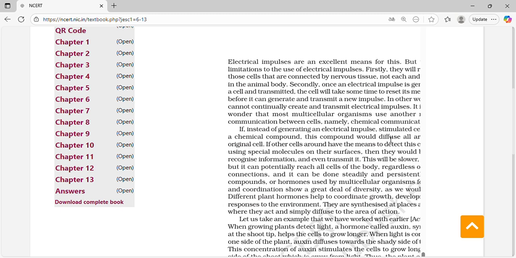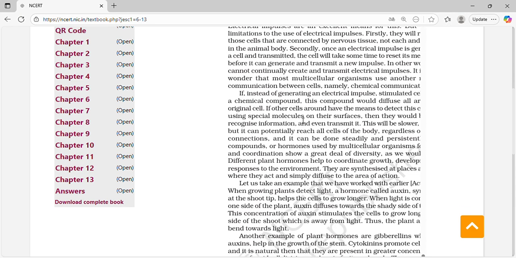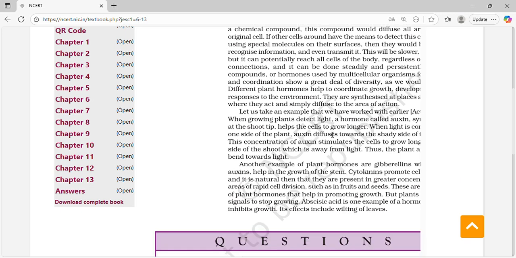Instead of generating an electric impulse, stimulated cells can release a chemical compound, which diffuses in the area of the original cell. If other cells have the means to detect these special molecules, they would recognize the information and even transmit it.